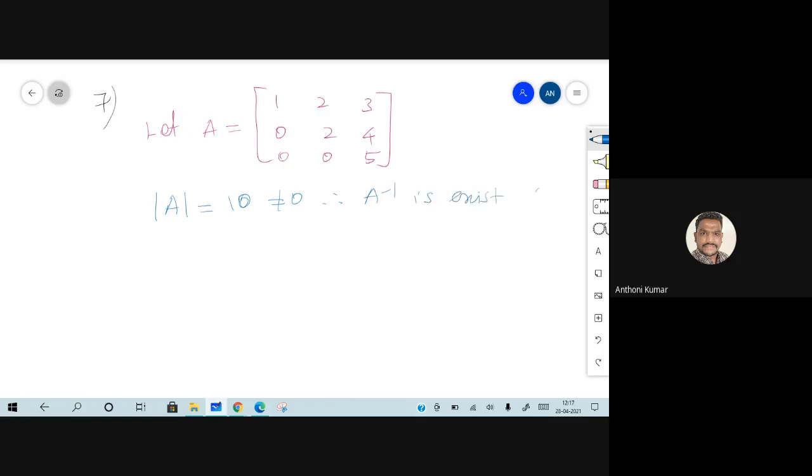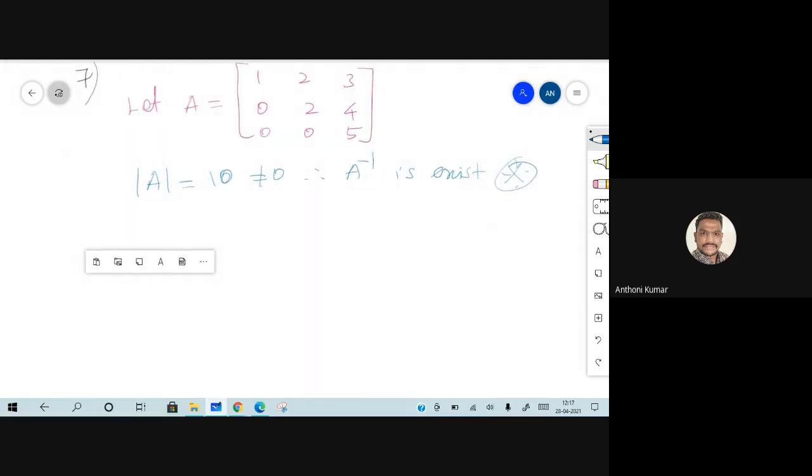Many of you ignore this step. Don't ignore it, this carries a mark. By verifying whether its inverse exists or not, this carries 1 mark. Don't forget. Okay, what is the next step?